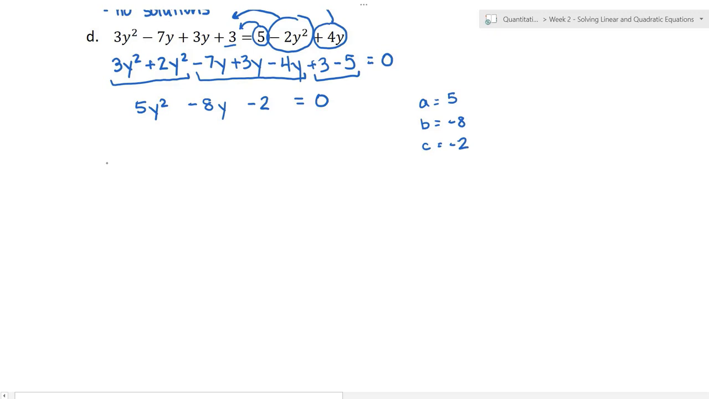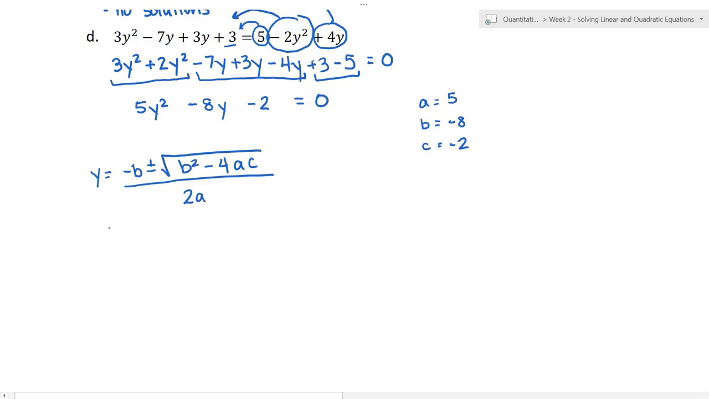So I'm going to write the quadratic formula. The variable we're looking for is y, so it's y equals. If the variable was x, it would be x equals. Y equals negative b plus or minus the square root of b squared minus 4ac all over 2a.